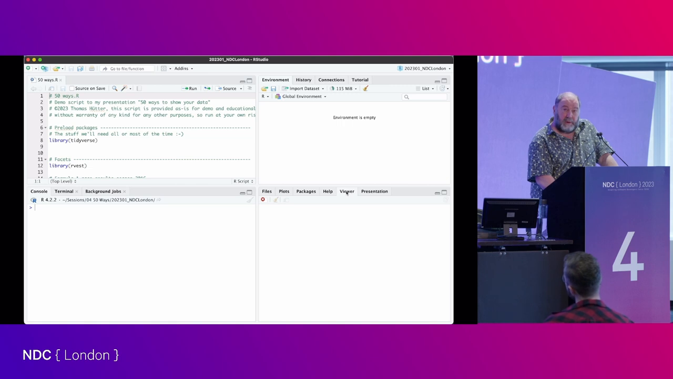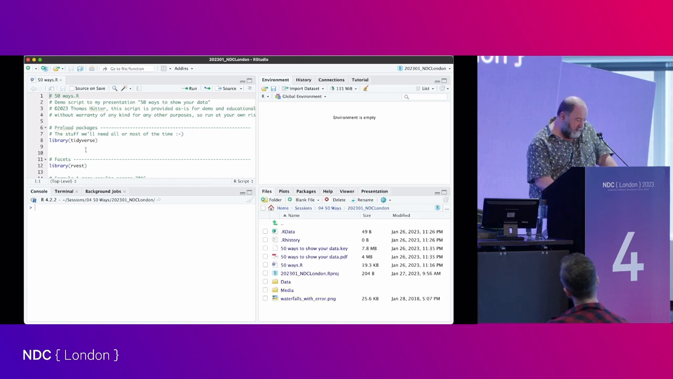The viewer is for, well, I don't know how to put it, plots that don't go into the plot window. We'd see some interactive stuff happening in this window. I don't know why they split it. And there you've got a presentation window. You can generate markdown presentations from within this IDE also. Those will go in this output window.